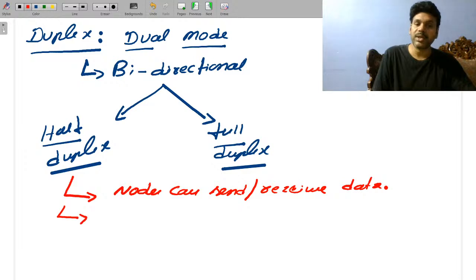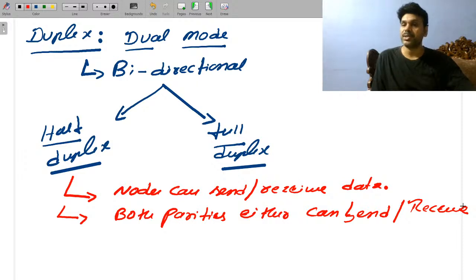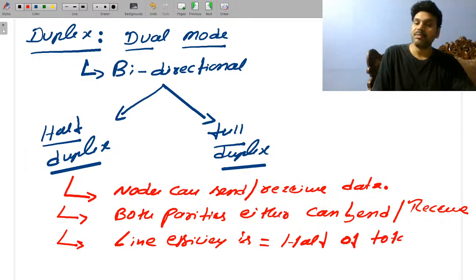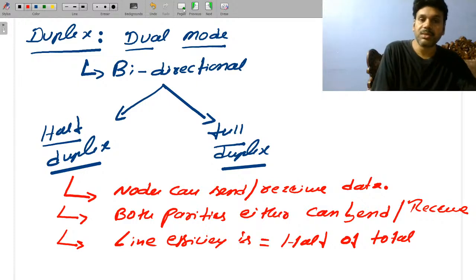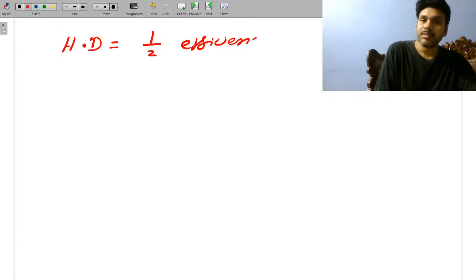No problem. And the next point is that both parties can either send or receive. This is the concept of half duplex. So here what is going to happen? Your link efficiency or line efficiency is exactly half of the total efficiency. Why? We'll see now with a diagram. Please understand, friends, what half duplex is saying. Why do we always get 1 by 2 efficiency? Why is it called half duplex? Why does it always give 1 by 2 efficiency?